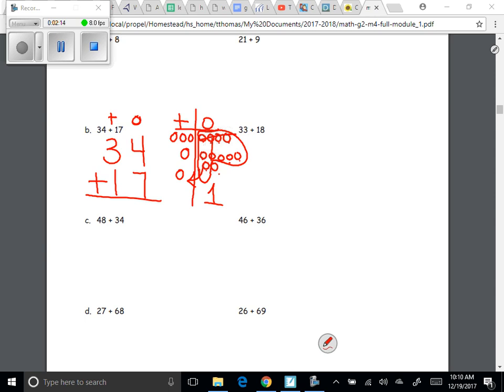Then I'm going to count my tens. 1, 2, 3, 4, 5. There are 5 tens. So I'm going to write how many there are, and then I'm going to transfer this information over to my numbers.